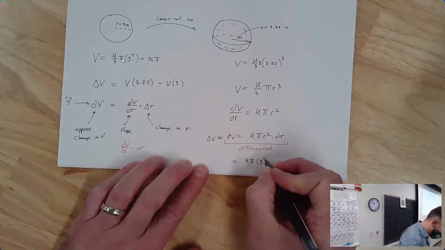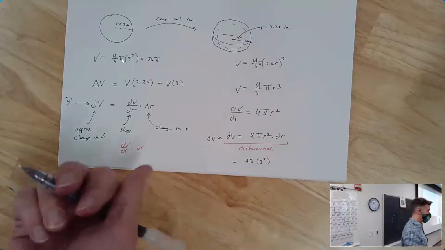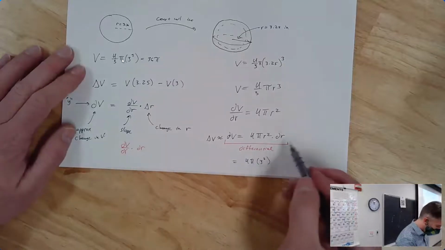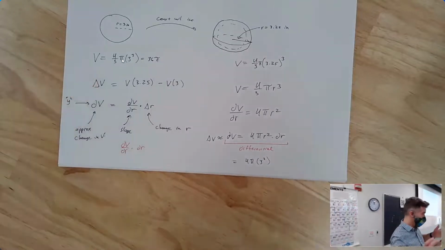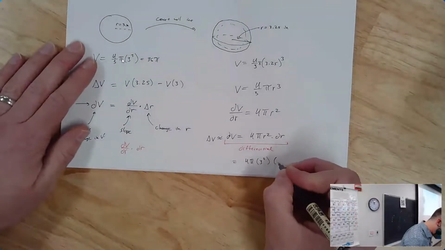Why not 3.25? Because 3 is the easier number. It's the only really good answer to that question. And then your dr value, which was your radius, is changing by 1/4 of an inch.